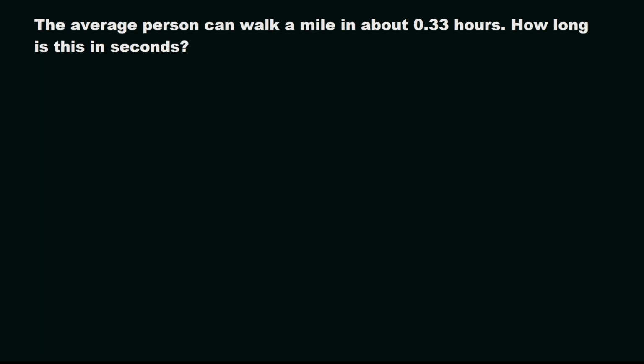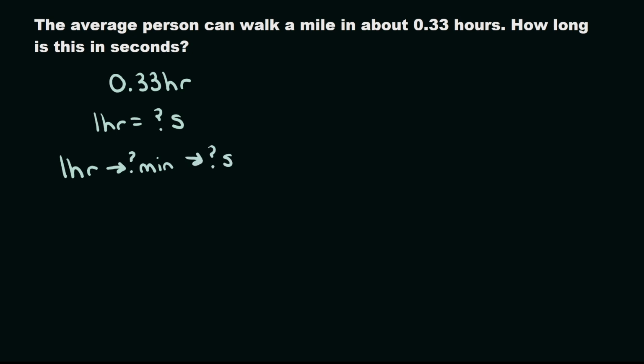For our last problem here, the average person can walk a mile in about 0.33 hours. How long is this in seconds? So let's write out all the information that we're given. We're given that there is 0.33 hours for every mile. Here, we're just going to say 0.33 hours because we're really just converting time from hours to seconds. Now, off the top of your head, do you know how many seconds there are in 1 hour? I do not. So the way that you can go through this is to convert it to an intermediate unit. You can convert it into minutes, and you can convert it into seconds from there.